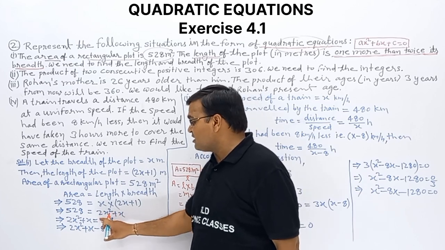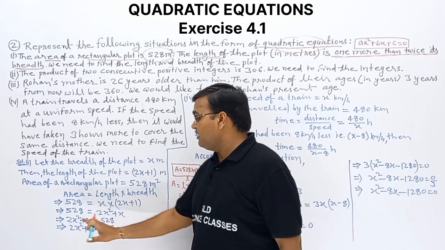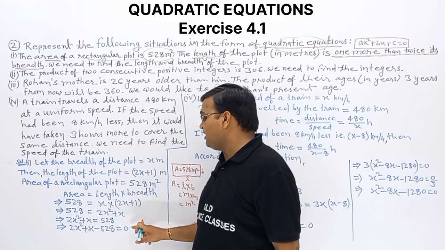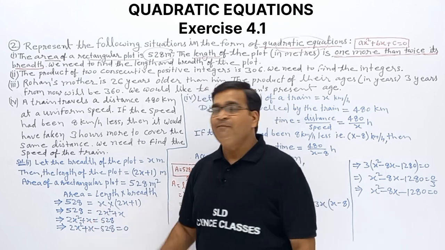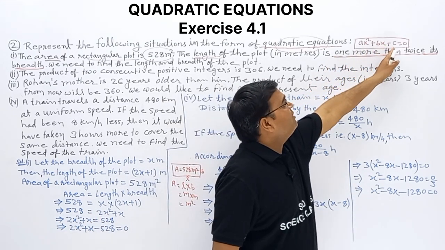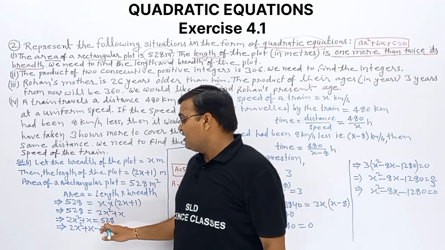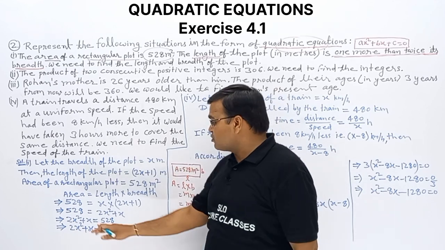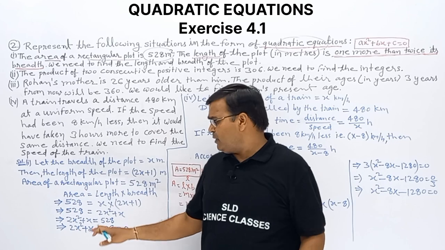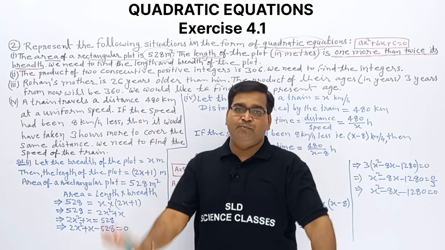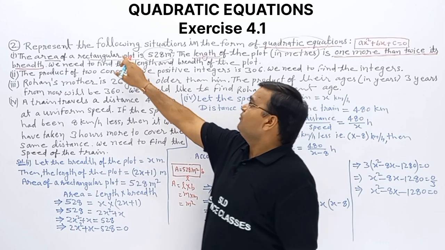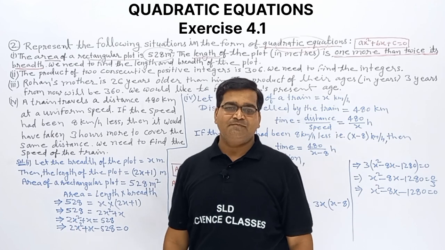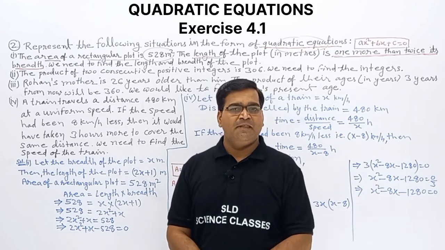Now transpose the right side to the left side, this will be negative. So we get 2x square plus x minus 528 equal to 0. This is in the form of ax square plus bx plus c equal to 0. So we can say this is the quadratic equation for the given situation. Once we solve this, by factorizing, we can find the values of length and breadth. But in this question we want the quadratic equation. I hope you are getting this question.